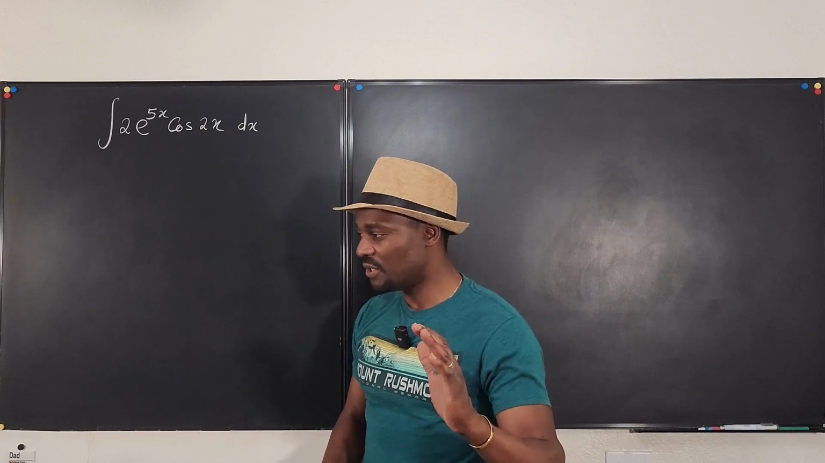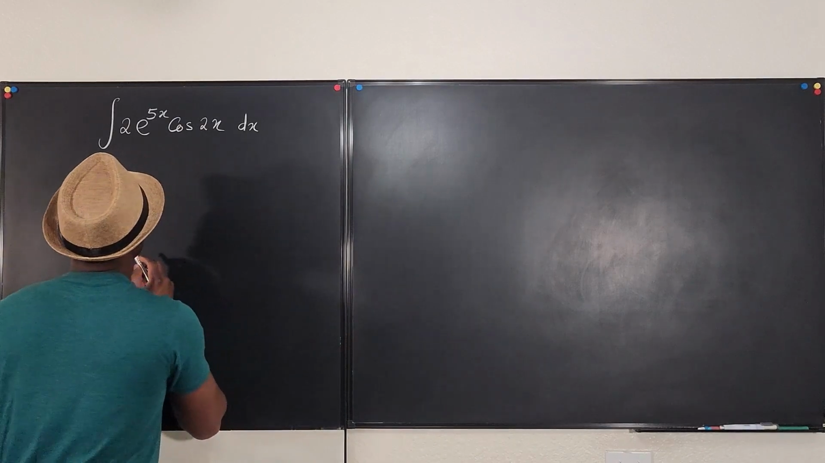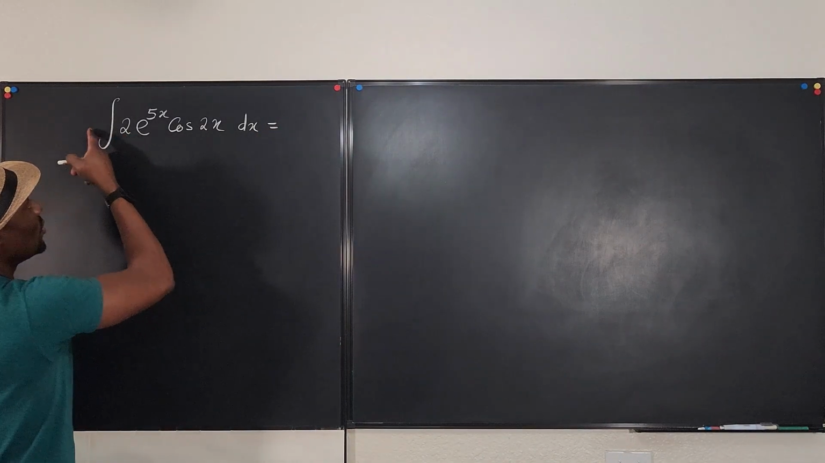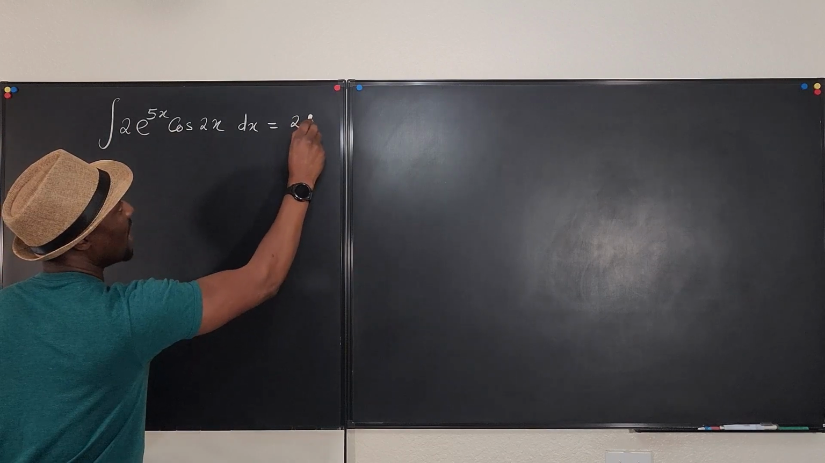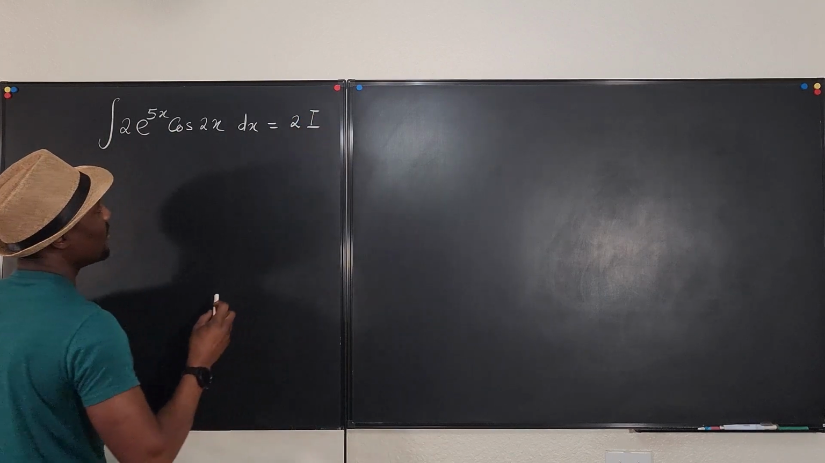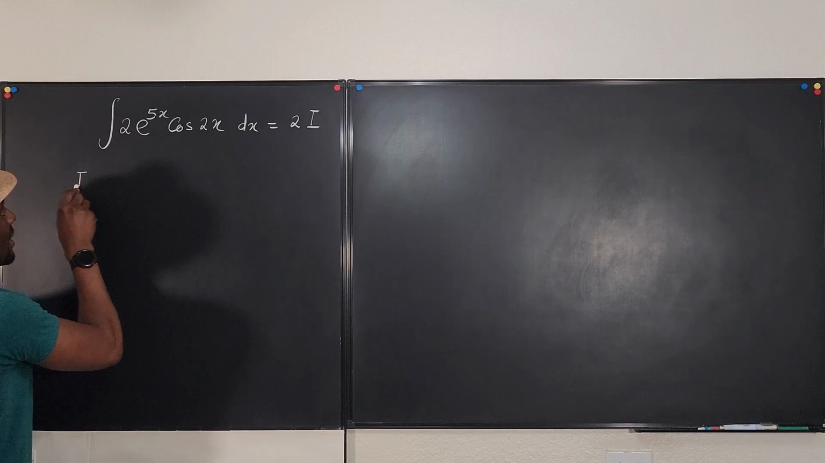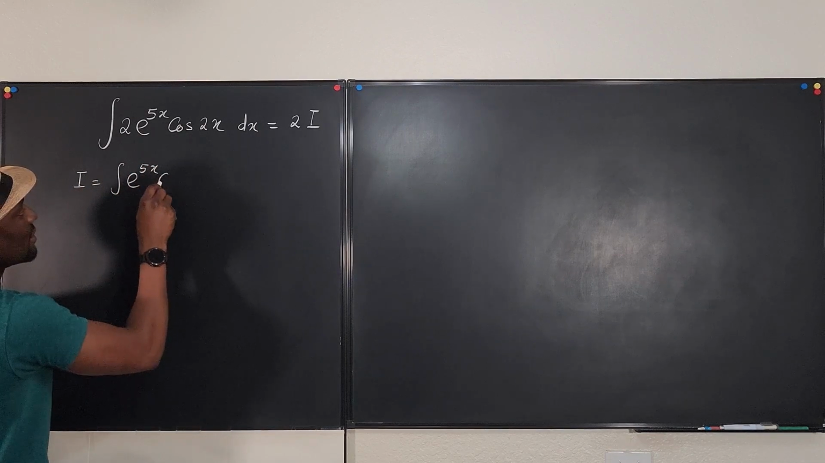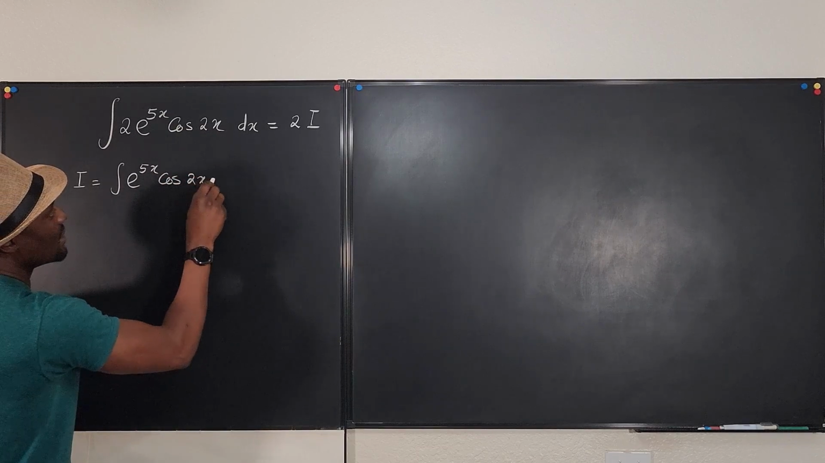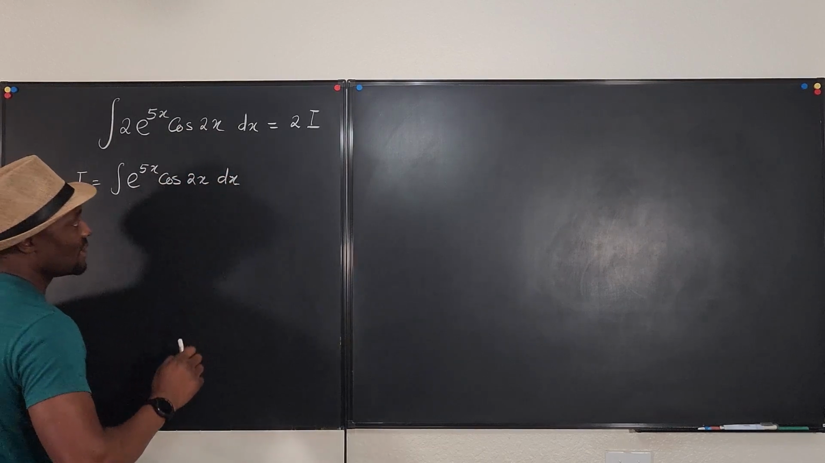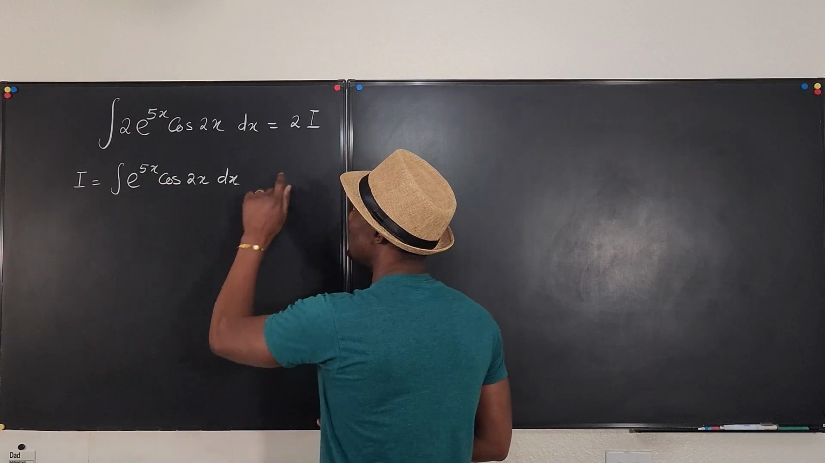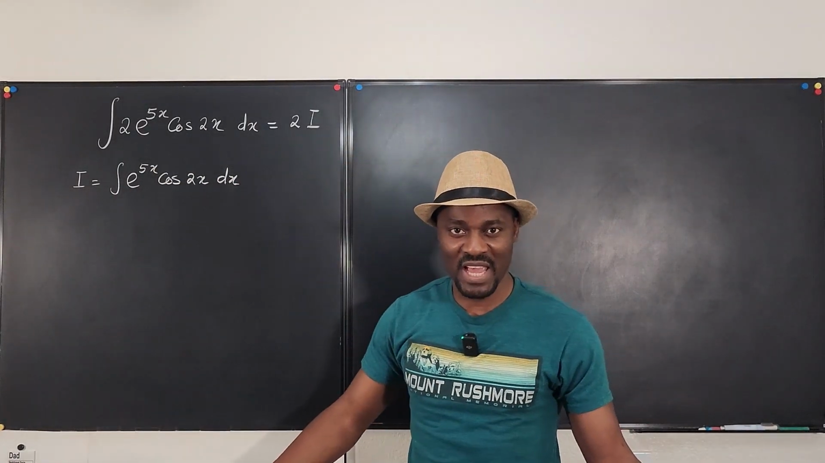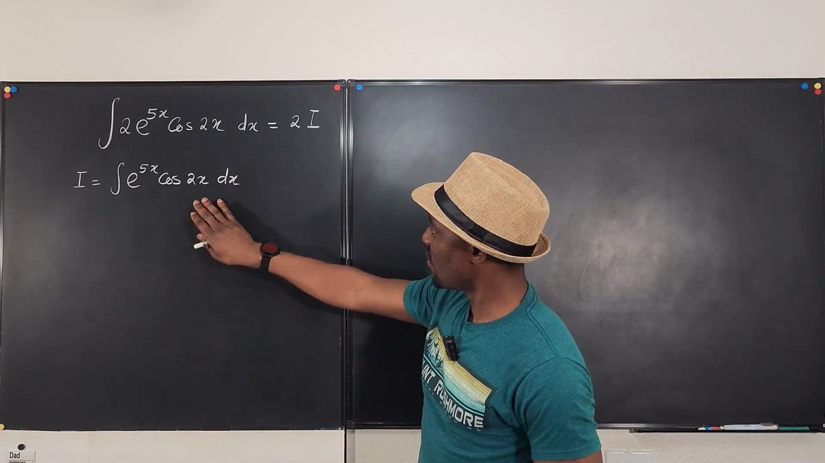So the first thing I'm going to do is say that this expression here can be written as, I'm going to pull this 2 out and say this is 2I. Okay, so that my I is equal to the integral of e to the 5x cosine of 2x dx. So as you can see, I've completely ignored the 2 because the 2 does not do me any good. It just makes things more complicated. So based on that, we're going to begin.